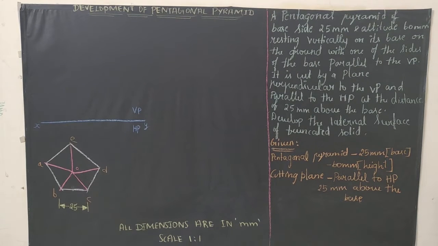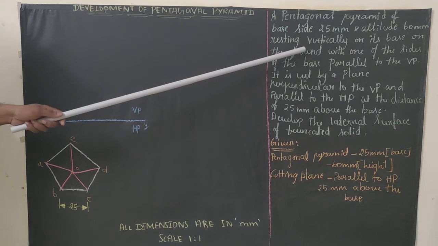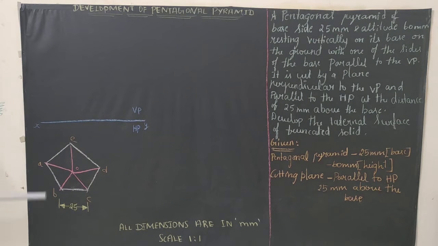The first step is to draw the reference line as X, Y, and write VP, HP. Since the base is on the ground, we are going to draw the pentagon on HP. I clearly explain why we chose this pentagon: the base sides are parallel to VP. One more important thing is we need to fix the point O. If this is the center corner, bisect BC and join it. If A is the corner, bisect CD and just join. These two lines will intersect at one point. That point is called O, and later on you can rub out these lines.